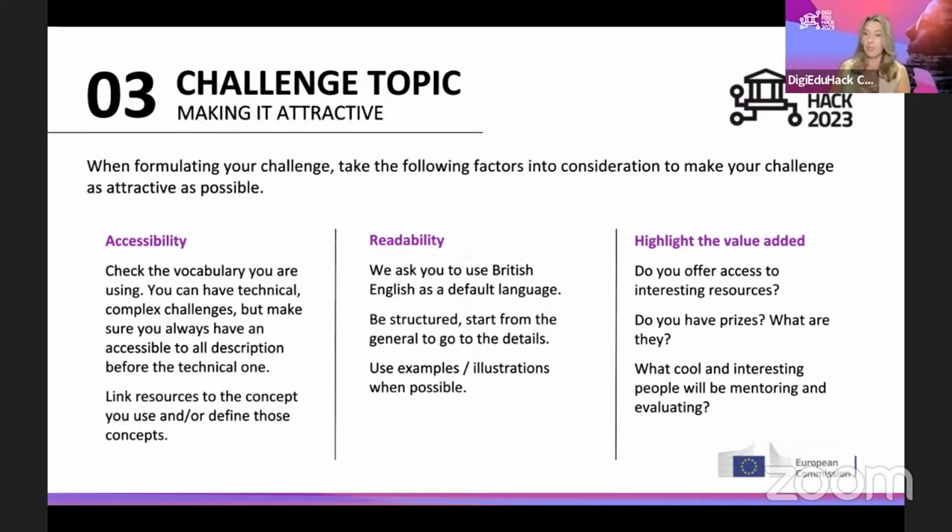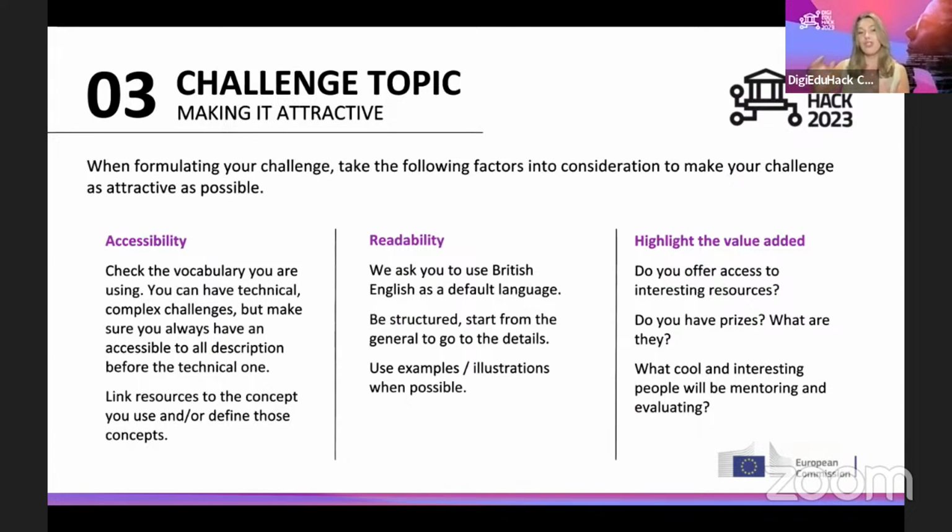When you are formulating your challenge, so you already know what it is, take this into consideration when you are trying to communicate it as attractively as possible to possible participants, or why not stakeholders, sponsors, mentors, and so on. First of all, check that it is accessible.